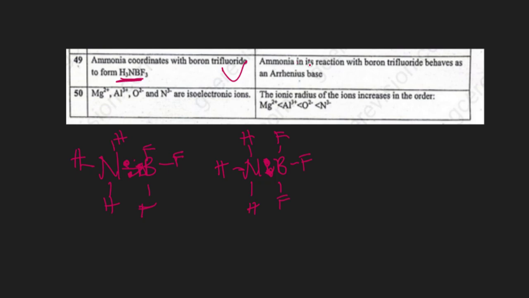Statement 2, ammonia in its reaction with boron trifluoride behaves as an Arrhenius base. Ammonia behaves like a Lewis base, not like an Arrhenius base. So statement 2 is wrong and only 1 is correct. So we say that our answer is C.